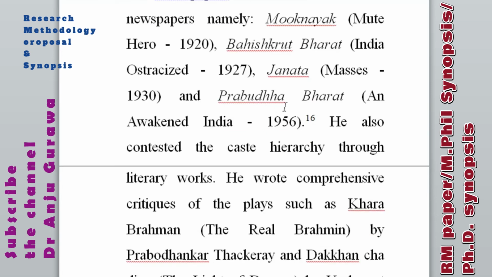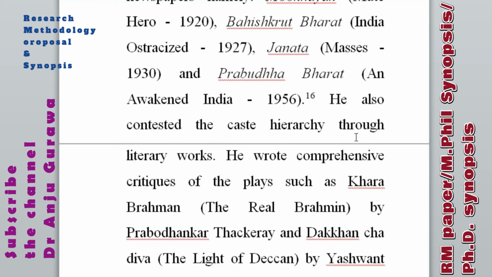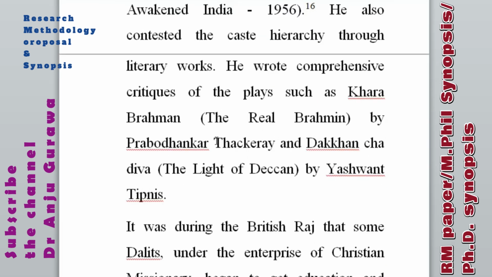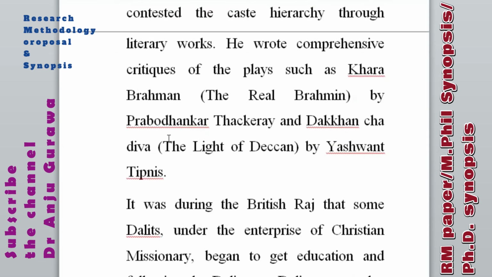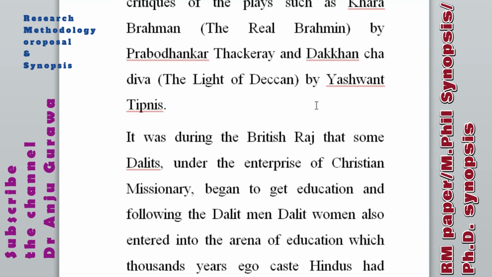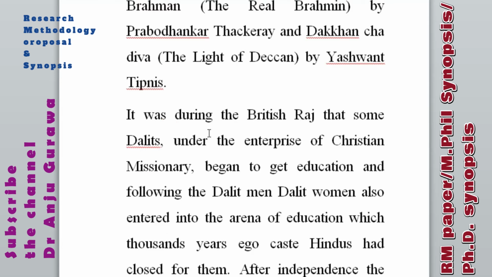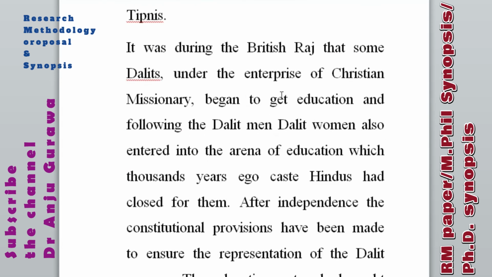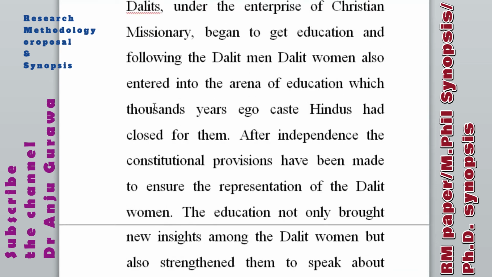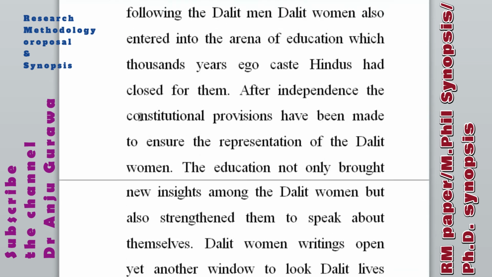He launched a series of newspapers, namely Mook Nayak, the Mute Hero, in 1920, Bahishkrit Bharat, the India Ostracized, in 1927, Janta, the Masses, in 1930, and Prabuddha Bharat, the Awakened India, in 1956. He also contested the caste hierarchy through literary works. He wrote comprehensive critiques of plays such as Khara Brahman, The Real Brahmin, by Prabodhankar Thackeray and Dhakkan Cha Diva, The Light of Deccan, by Yashwant Tipnis.